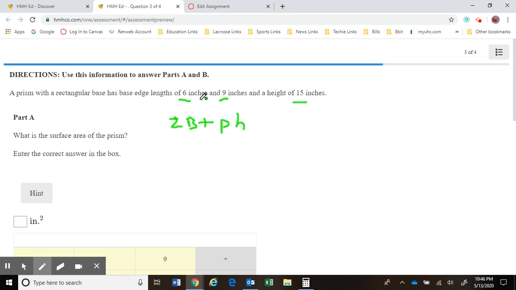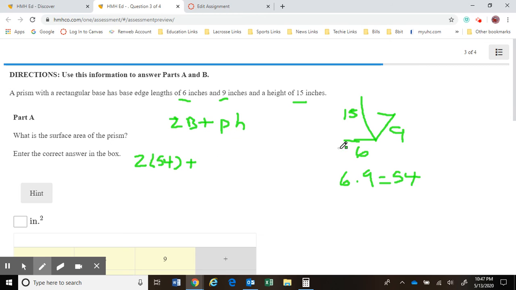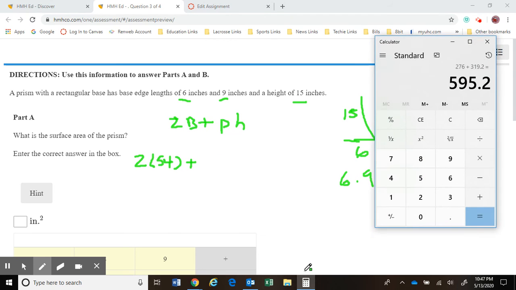So we can define what our base is by just drawing yourself a little 3-dimensional figure. Okay, so this is my 6, this is my 9, and this is my 15. Okay, so I'm going to say the bottom is 6 by 9. So 6 times 9, that's 54. Okay, so I'm going to go 2 times 54. And then I'm going to multiply that times that perimeter. So 6 plus 6 plus 9 plus 9, because that's going to complete my rectangle.